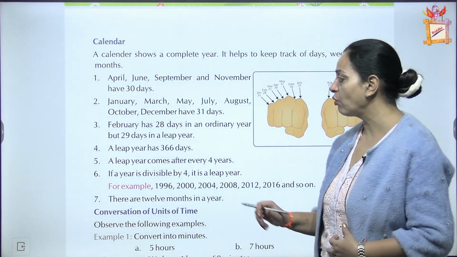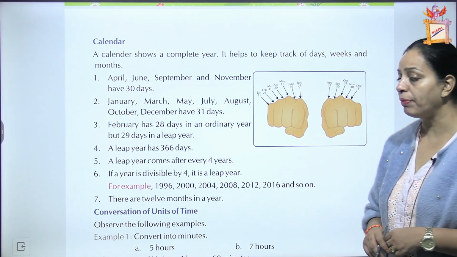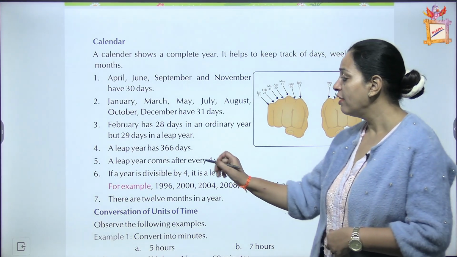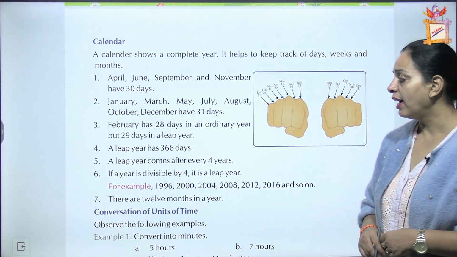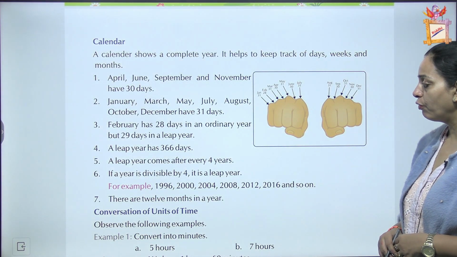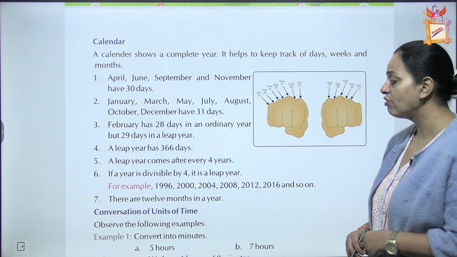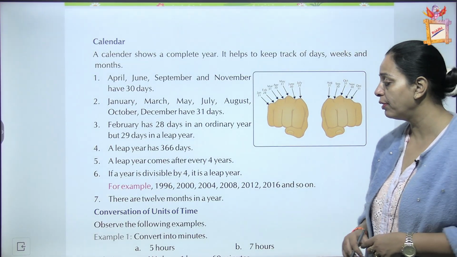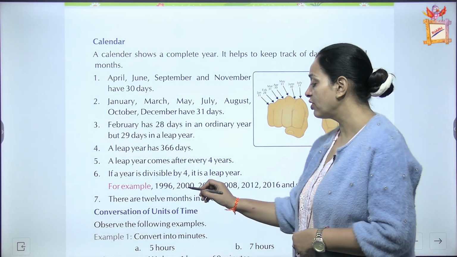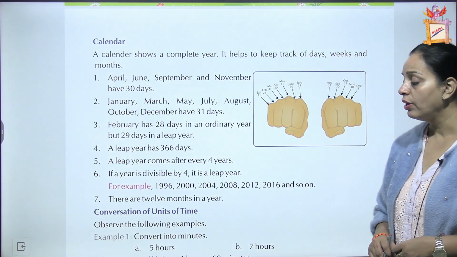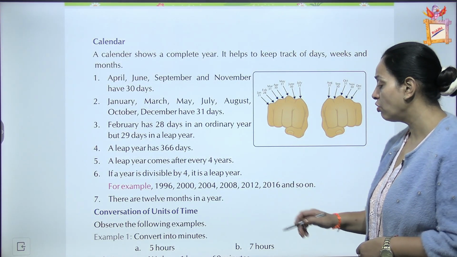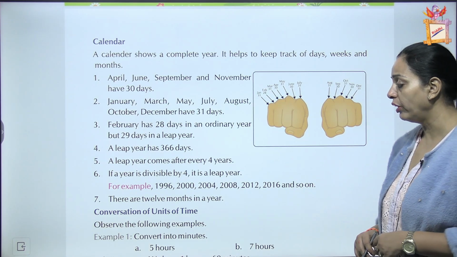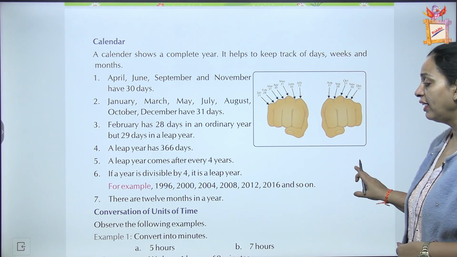Now February has 28 days in an ordinary year but 29 days in a leap year, and a leap year has 366 days. A leap year comes after every 4 years. If a year is divisible by 4, that is a leap year. For example, 1996, 2000, 2004, 2008, 2012, 2016 and so on. Now you know there are 12 months in a year.